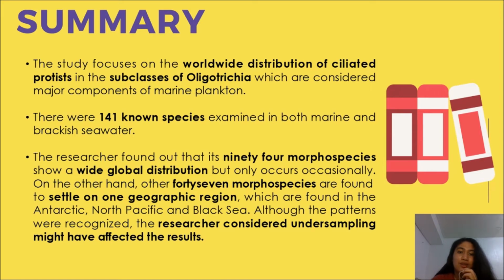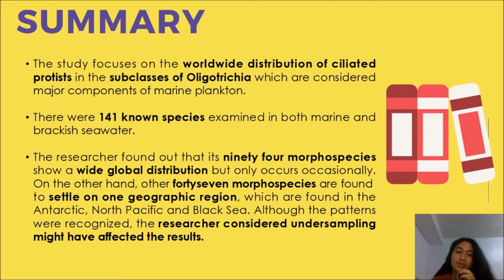The researchers found out that there are 94 morphospecies that show a worldwide distribution. They have also said that these 94 morphospecies match the modern endemicity model. That means that they are prevalent in one location or area for a long time, but this occurs occasionally. On the other hand, there are 47 morphospecies that are found to settle in one geographic region, which are found in the Antarctic, the Pacific, and the Black Sea.